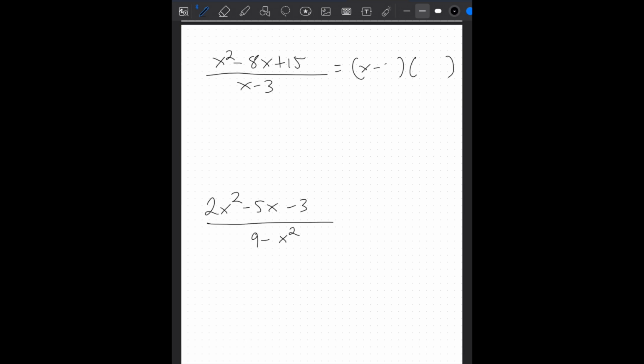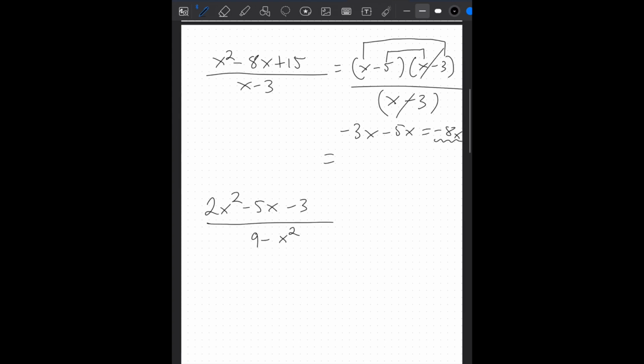So when I do that, x minus 5, x minus 3, all over x minus 3, that's good, because if I check this, I would go the outermost times the outermost, which would be minus 3x, and then the innermost times the innermost, which would be minus 5x. So once those are added together, you'd get minus 8x, which is how you know that you factored it correctly. So now that we checked that, we can cancel x minus 3, and we're just left with x minus 5 as our answer.